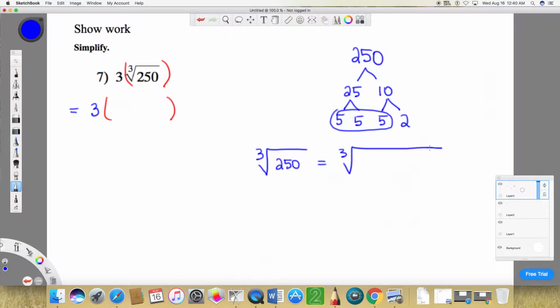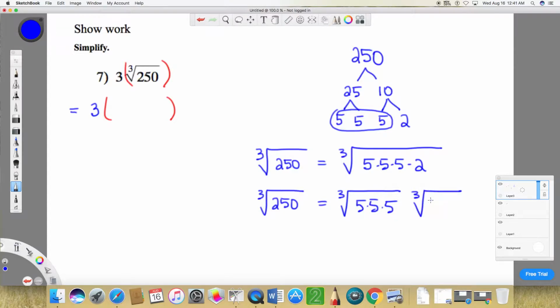So this 250 breaks down, and we know that you can rewrite 250 as 5 times 5 times 5 times 2. You can check that on the calculator. If you multiply these 4 values together, you'll get 250. Well, this index of 3 wanted us to focus our attention on groups of 3, and we have it right here with 5 times 5 times 5. Now with the 2, we don't have a group of 3, so it's just going to stay like that.